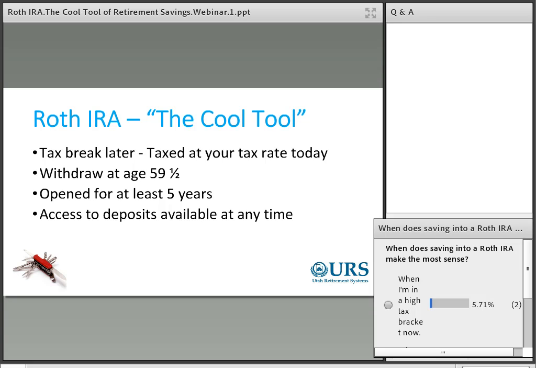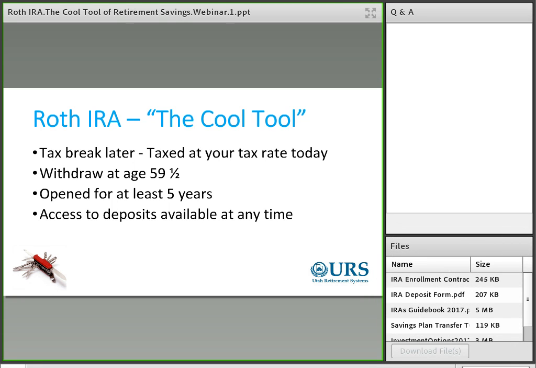Okay, so let's continue on here. So when does saving in a Roth IRA make the most sense? When I'm in a high tax bracket now or in a lower tax bracket? Obviously the lower tax bracket, because typically as we move through our careers, our incomes trend up. At the end, if we have children, they're out of the house, we lose some of those deductions. If we're paying off the house, we lose that interest deduction, any student loan interest, things like that. So typically later on in life, we may find ourselves in a higher income tax bracket, and that really makes the 401k and the 457 a little more appealing.